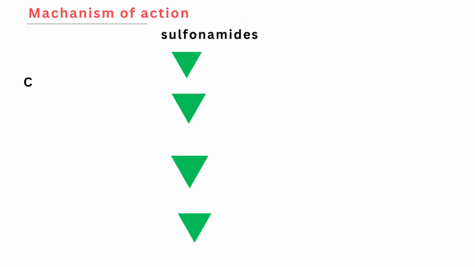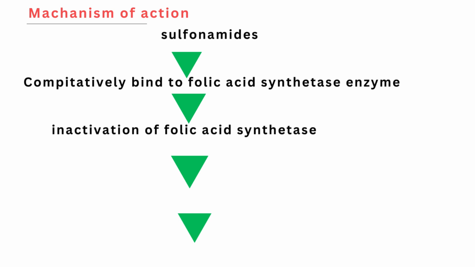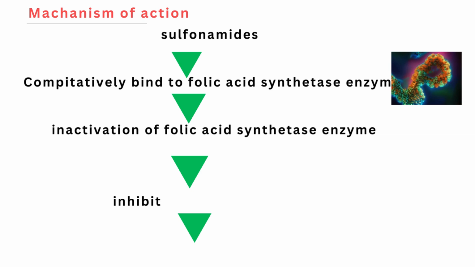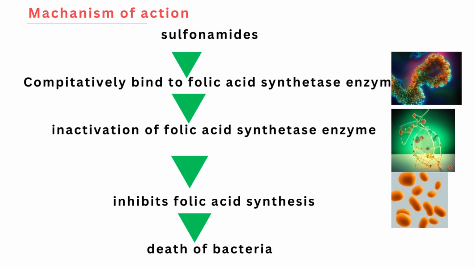Now, what is the mechanism of action of sulfonamides? How are they going to produce the antibacterial activity? The sulfonamides competitively bind to the folic acid synthetase enzyme, and then it causes inactivation of the folic acid synthetase enzyme. This leads to inhibition of folic acid synthesis, meaning folic acid is not produced due to inhibition of its synthesis. That will lead to the death of the bacteria, that is, it will produce the bacteriostatic action.